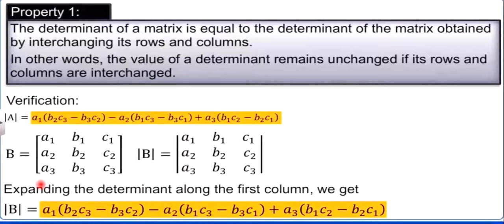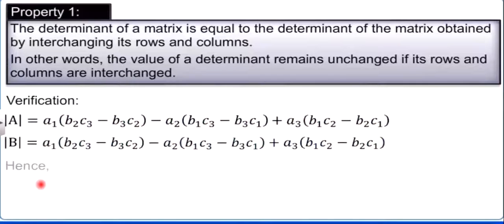Hence, we have determinant of A is equal to determinant of B, and matrix B is nothing but the transpose of matrix A. Thus, the determinant of square matrix A is equal to the determinant of its transpose.